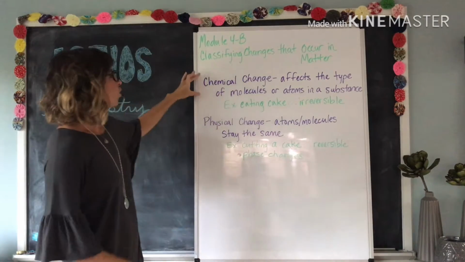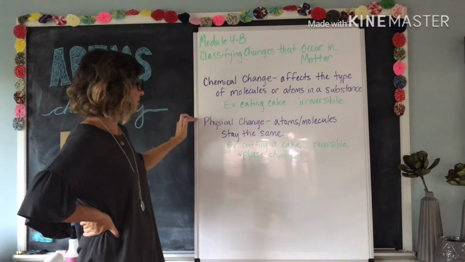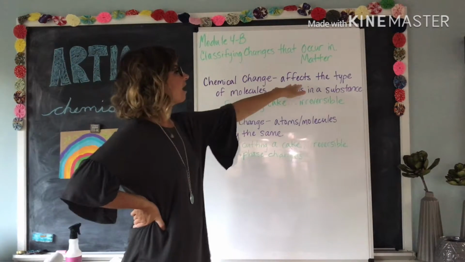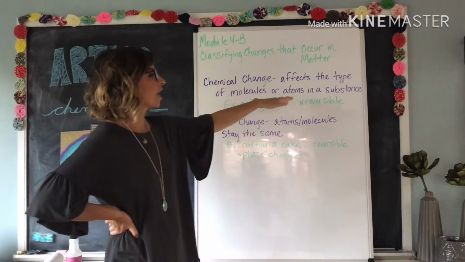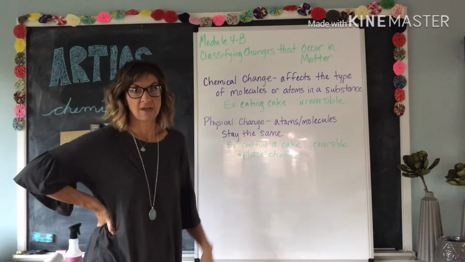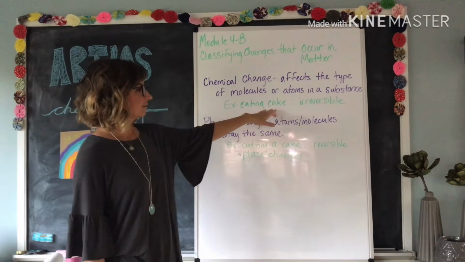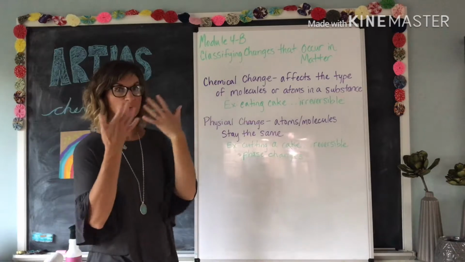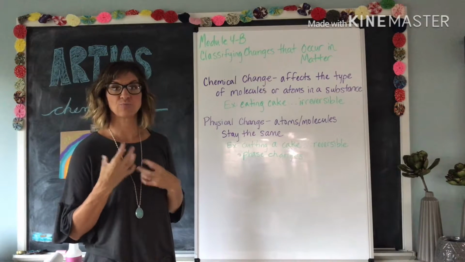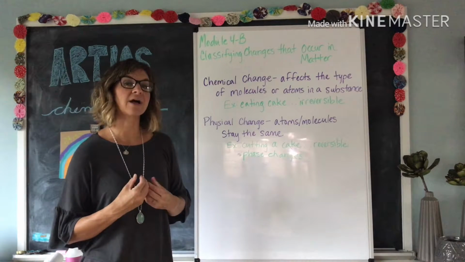But first, we are going to discuss two types of change. There's chemical change and there's physical change. Okay? A chemical change is a change that affects the type of molecules or atoms in a substance. So the type of molecule actually changes from beginning to end of this change. For example, eating a piece of cake. When you eat something, your body is sending in different acids and things to break those molecules up and actually change the molecules of your food into energy. So that's an example of a chemical change.